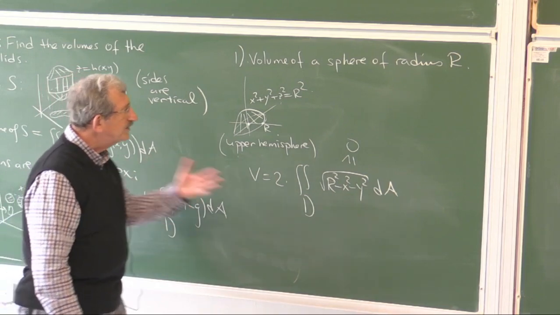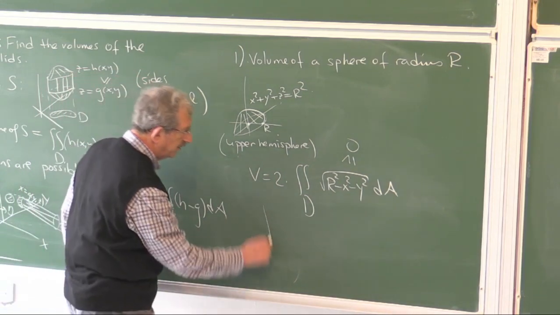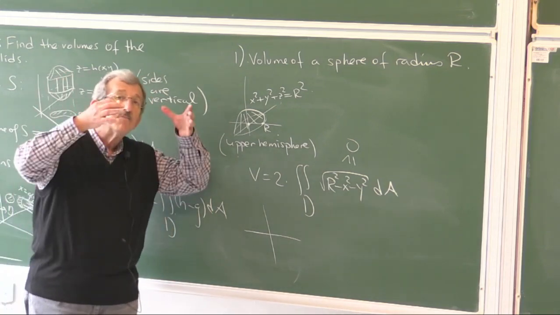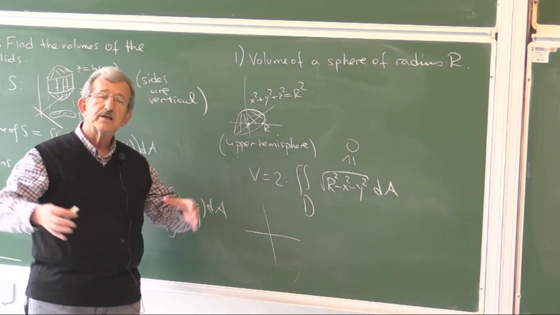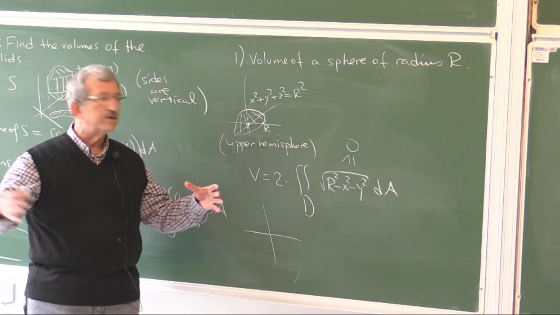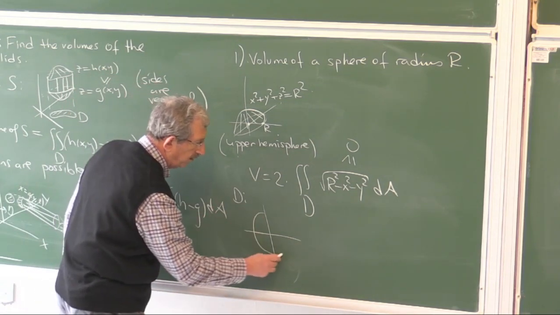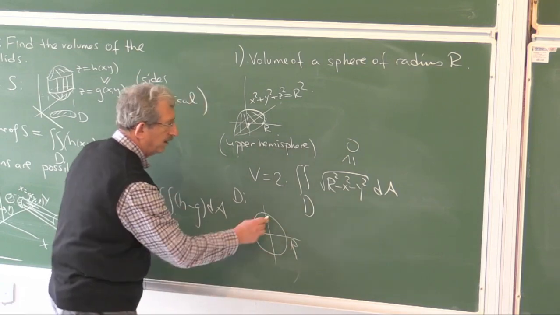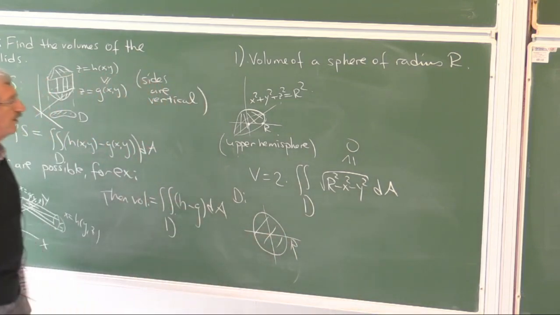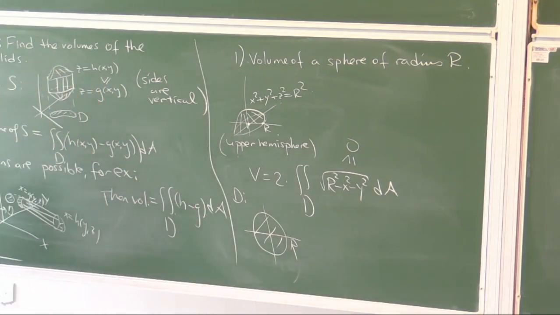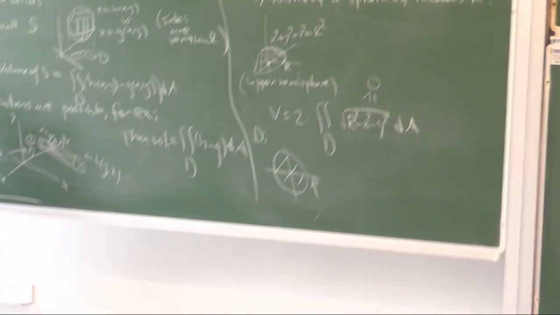Now, what is D here? Clearly, if you look at a sphere from the top, what you see is the largest circle in question, and therefore D is nothing but a disk of radius r. Now, with this information, let us calculate this volume.